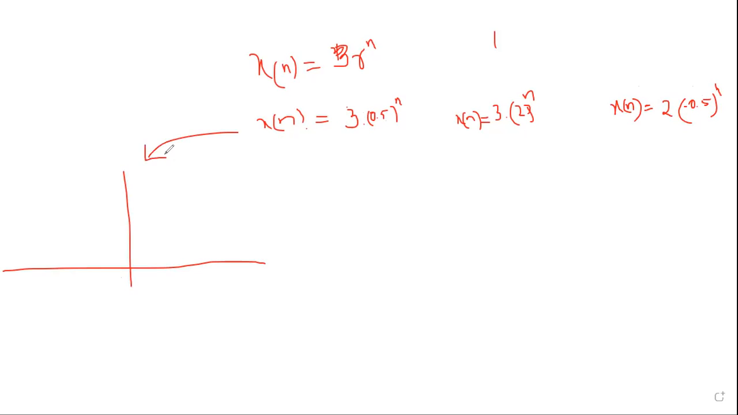Now, can you tell me for n equal to 0, what do I get? We are going to get 3. For n equal to 0, it is 3. Cool. For n equal to 1, what do we get? 1.5. Less than 3, right? 1.5.